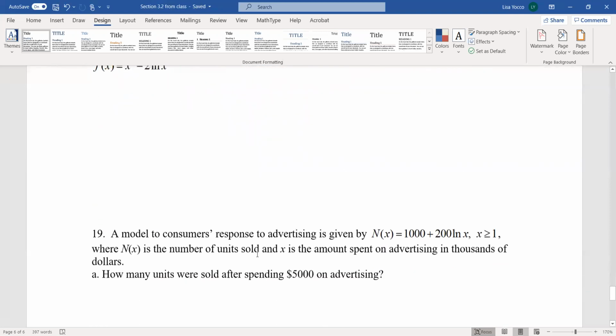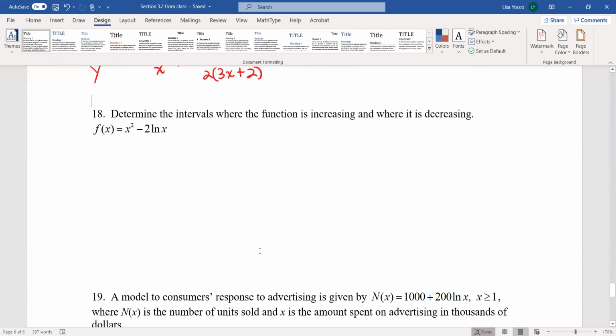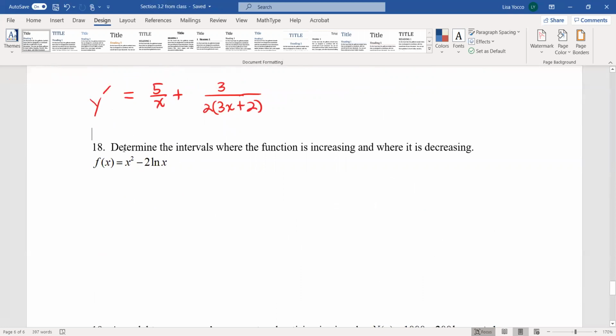All right, well, now a couple of places where we would use the derivatives. Number 18 is asking us to determine the intervals where the function is increasing and where it is decreasing. Remember that this involves the first derivative.